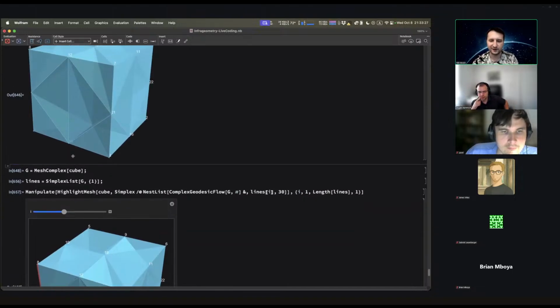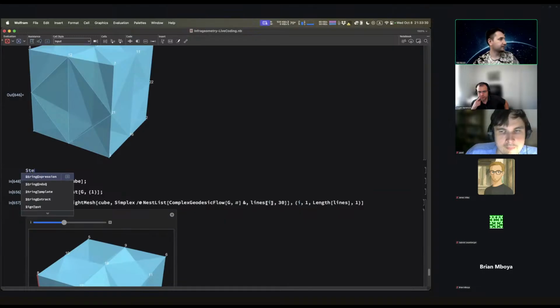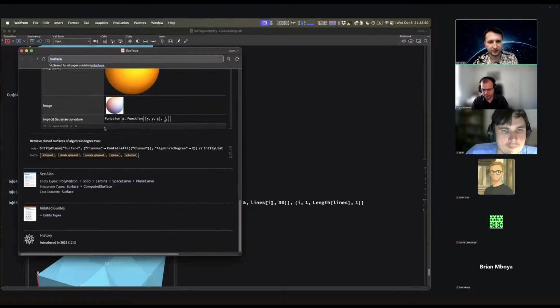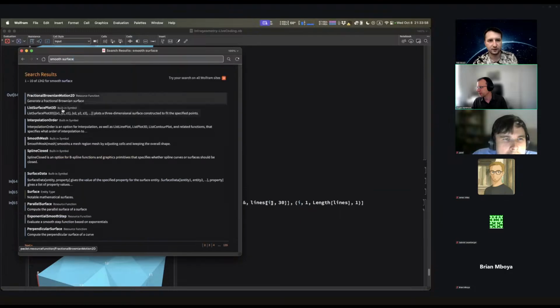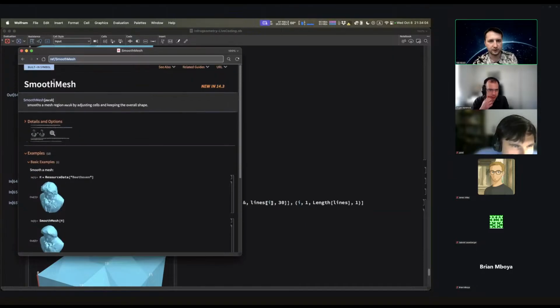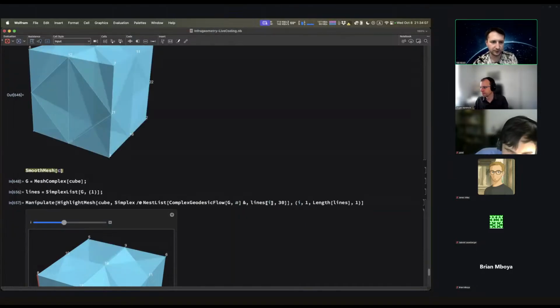a function, how is it called? There's some new function that smooths out the surface. Yeah, I remember seeing that one. Smooth mesh. Yeah, maybe smooth mesh. Let's smooth this cube.